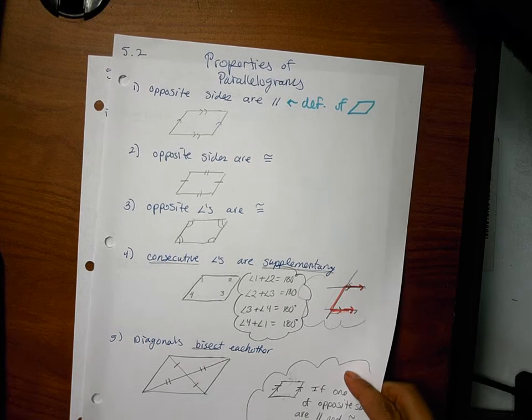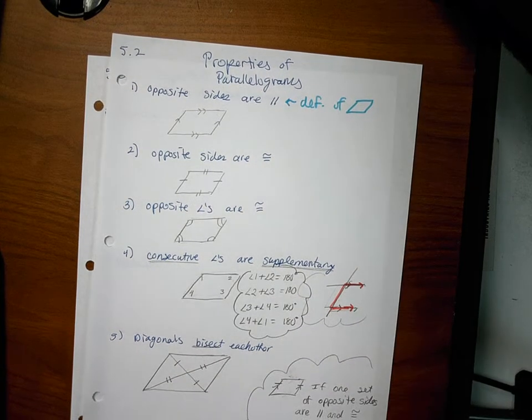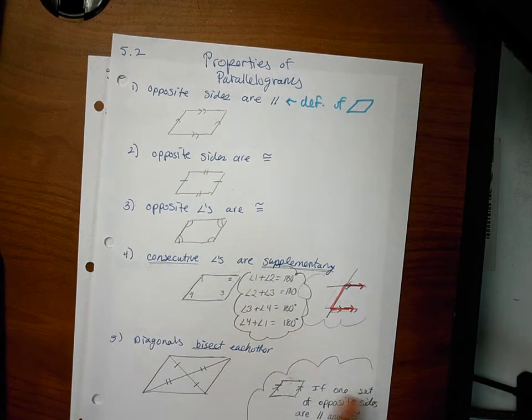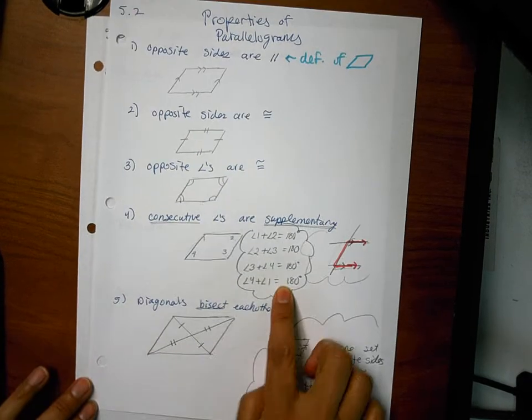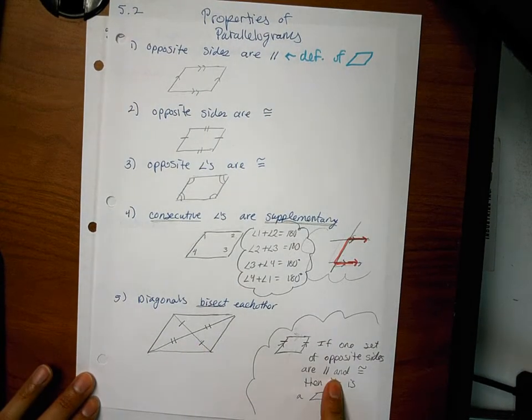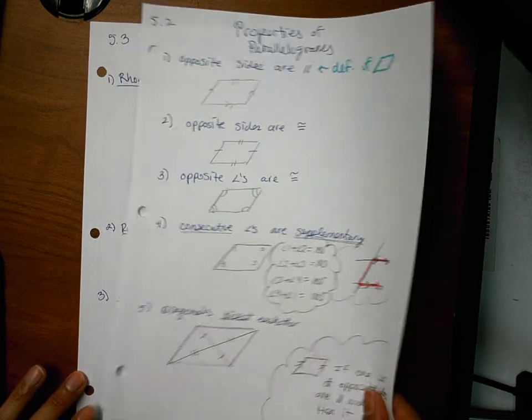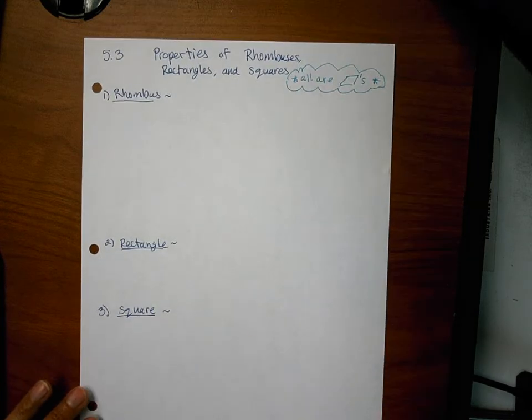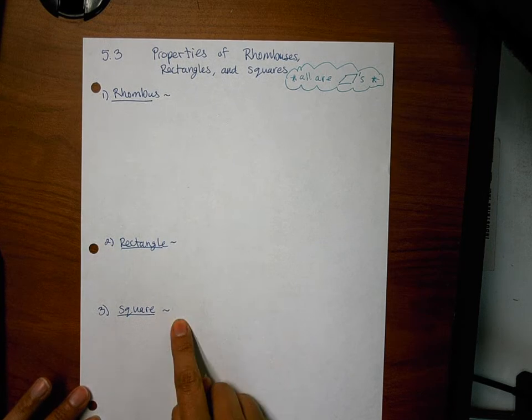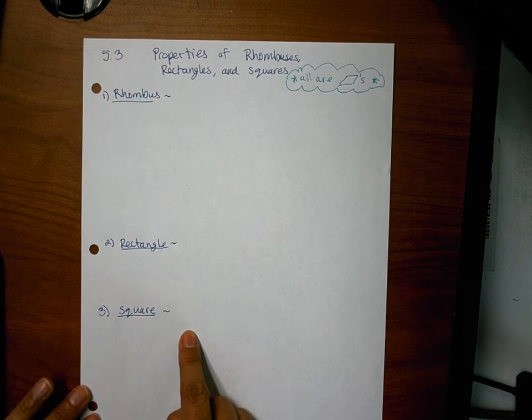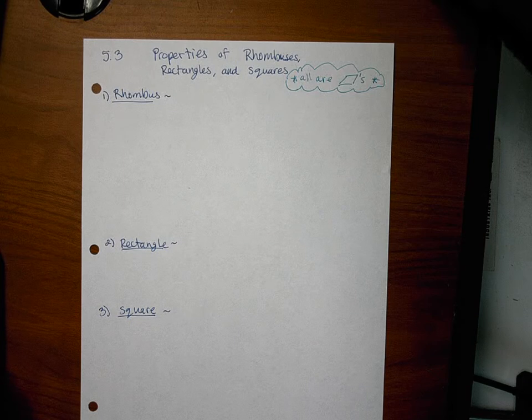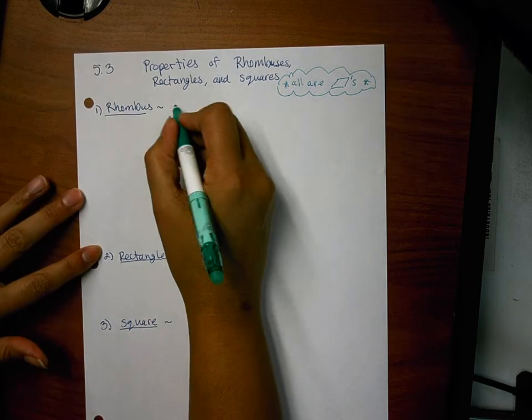So, all of this stuff, opposite sides are congruent, opposite sides are parallel, opposite angles are congruent, consecutive angles are supplementary, diagonals bisect each other, and even this extra one here. All of this is still true for a rhombus, a rectangle, and a square, because these are all parallelograms. Okay.